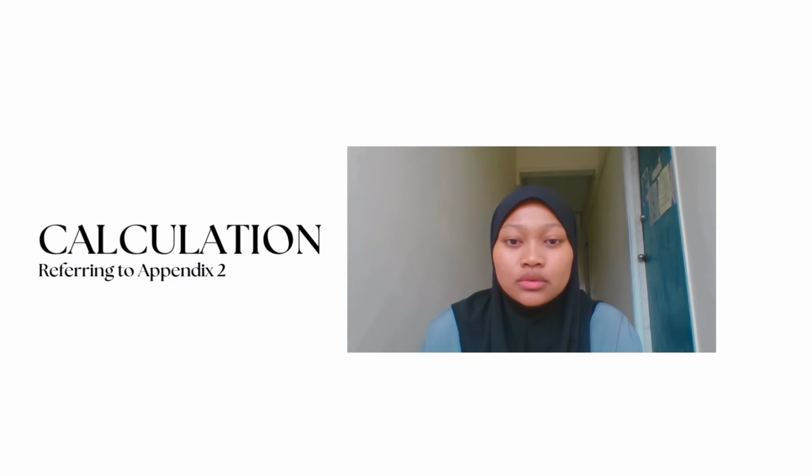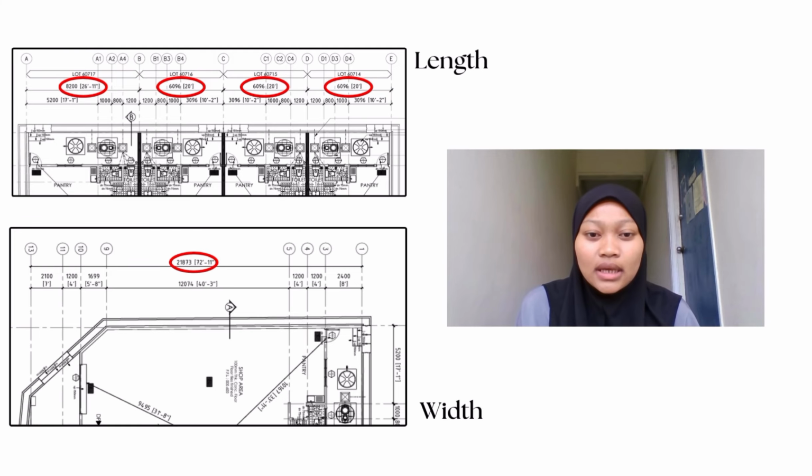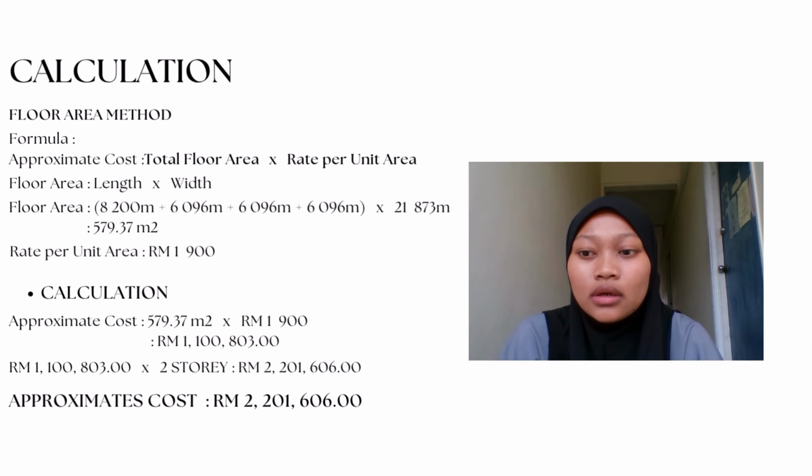Now, let's walk through the calculation using the floor area method. Okay, by referring to Appendix 2, which is the ground floor plan, we can take the length and the width. As you can see, I have highlighted all the measurements for the length and the width given by the drawing. The formula of the floor area method is straightforward, which is approximate cost equals total floor area multiplied by the rate per unit area. To find the floor area, we'll multiply the length by the width.